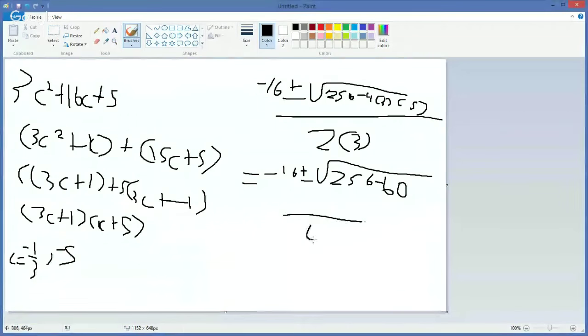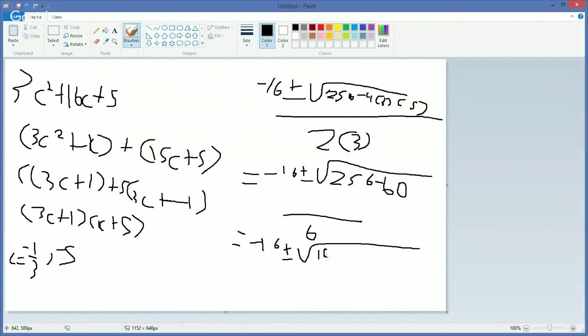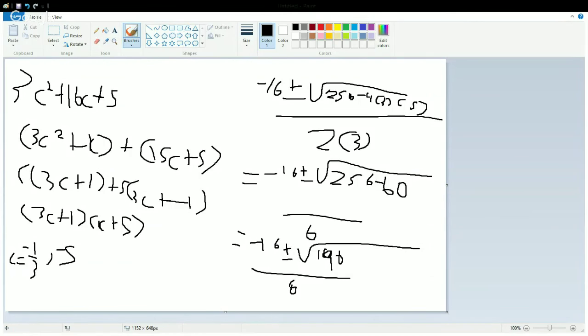60 over 6 equals minus 16 plus or minus square root. Let's see, 256 minus 60 equals 196 over 6. Now I just need to check whether that's a perfect square.